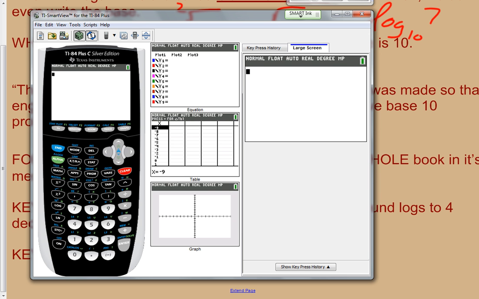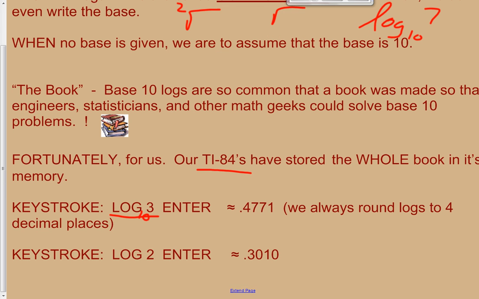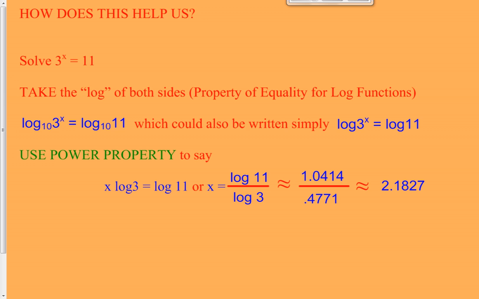The log button is right next to the 7. The log of 3, and we're going to round to 4 decimal places. So 0.4771 is going to be your answer that I require of you on this assignment. So there it is, 0.4771. You could put in the log of 2, and you're going to get 0.3010. So knowing that, why in the world does that help us? Well, it helps us to solve exponential equations.